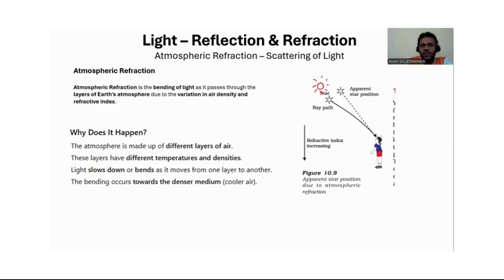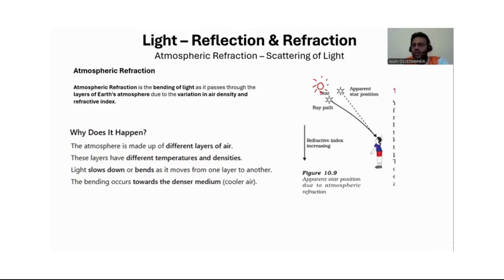So what is atmospheric refraction? The bending of the light when it passes through the different layers of the atmosphere, right? Because we have air with varied density, right? Cooler air, hotter air. Cooler air is more dense than the hotter air, right? And the refractive index is also different at different layers of the atmosphere. So basically, the bending of the light while traveling through the different layers of the atmosphere, that is the atmospheric refraction.